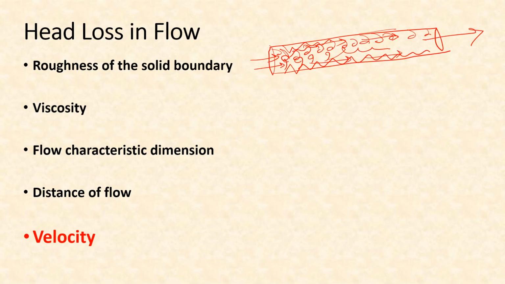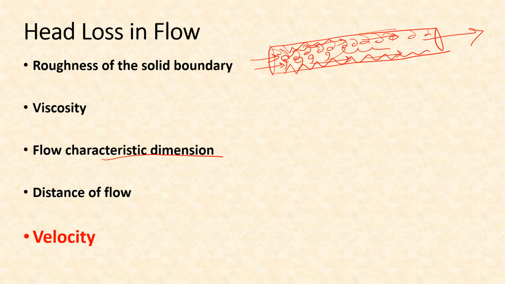Then viscosity is quite obvious, because if it's a very viscous fluid, there will be more resistance between the flow particles themselves, and any kind of relative motion will be resisted, and therefore more energy will be spent in overcoming that resistance. Flow characteristic dimension, that is the third term.